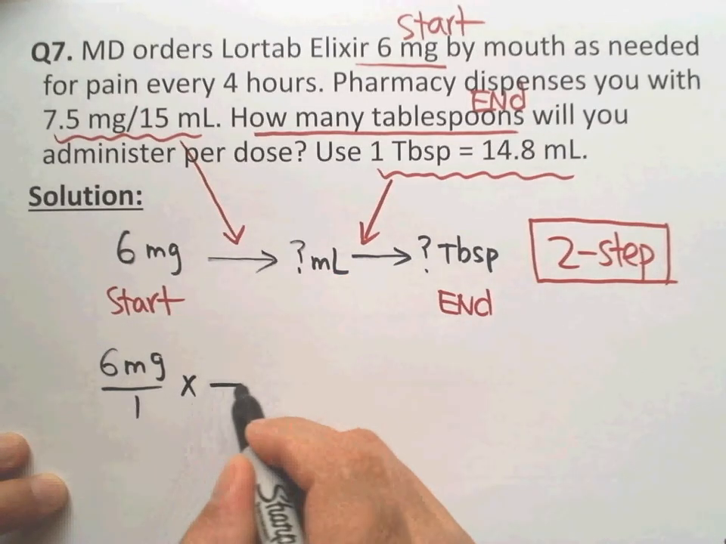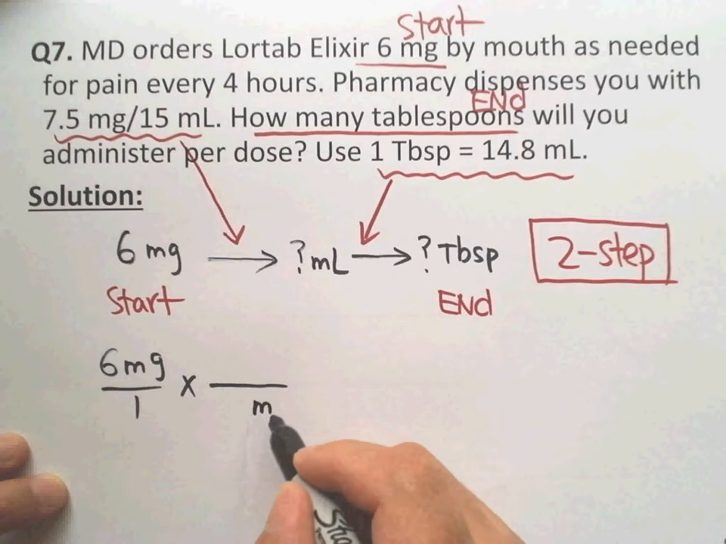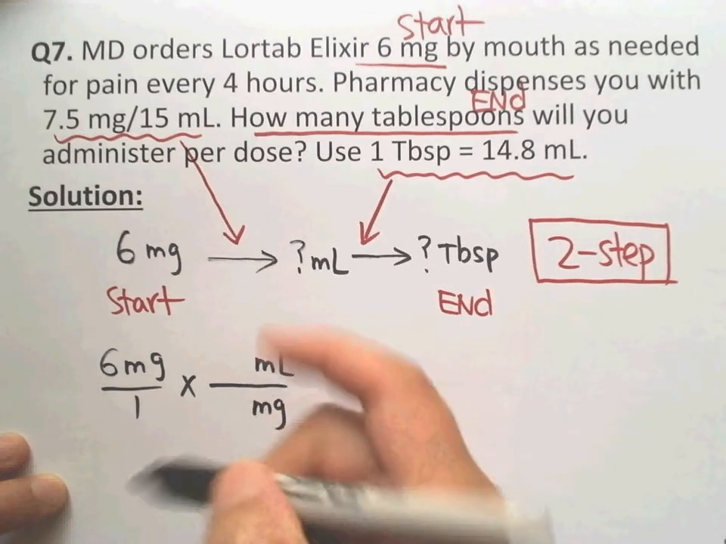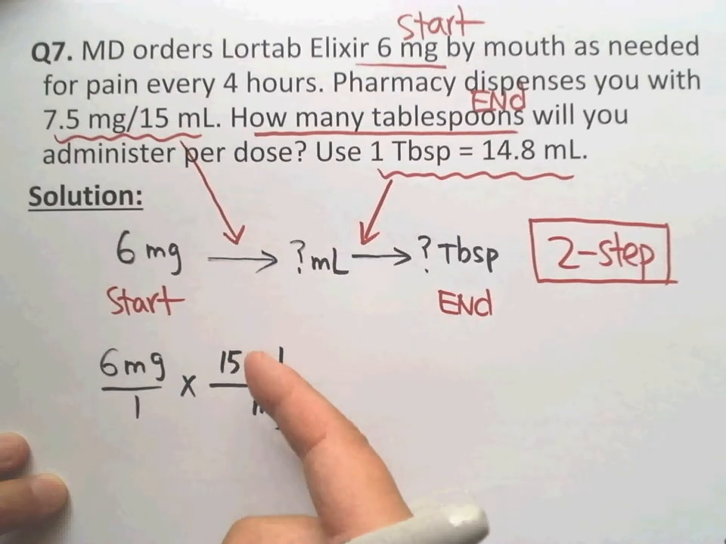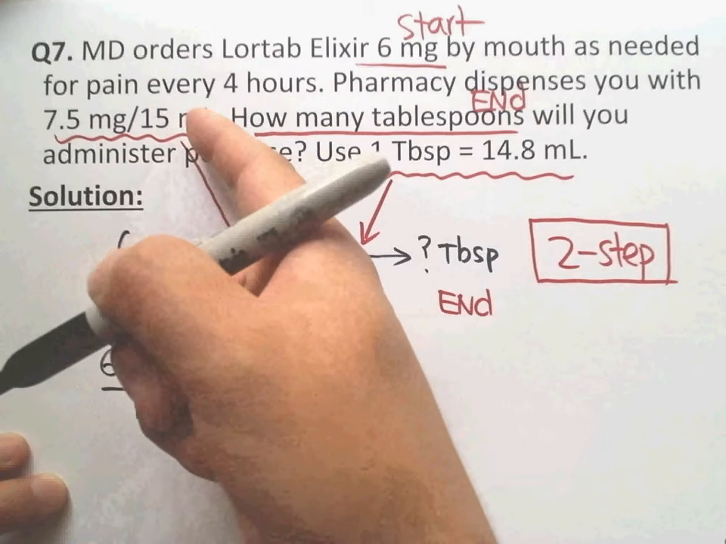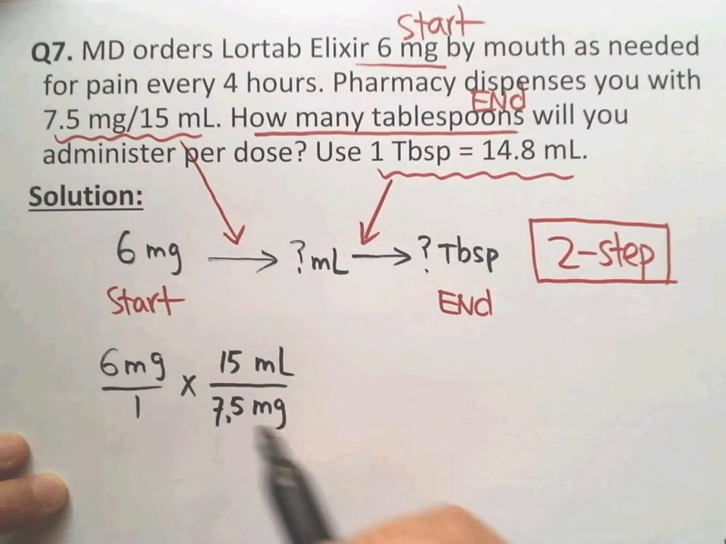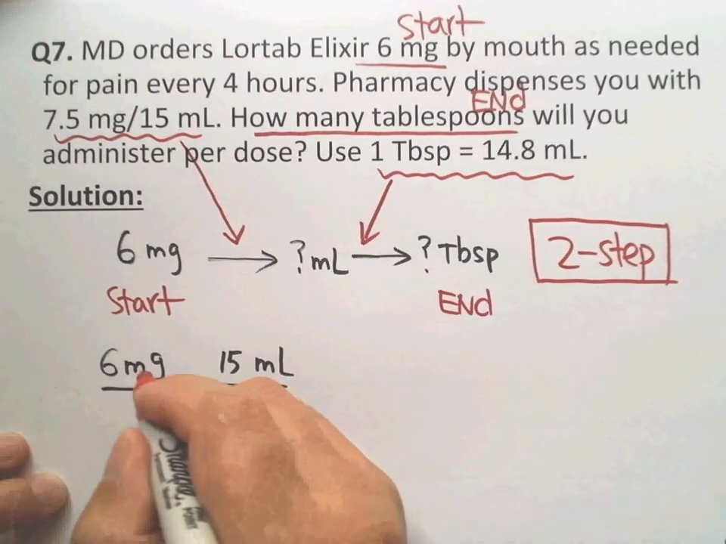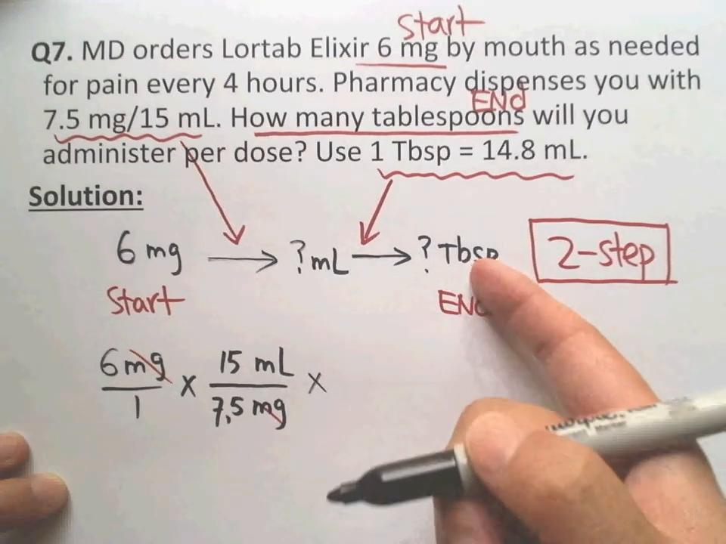Now, what are we going to do? We wrote the 6, right? We wrote the 6 milligram, which is the beginning, over 1. We wrote it into a fraction. So convert it to milliliter. How to do it? Times a fraction. And the milligram, we want to cancel, so I put the milligram at the bottom. And the milliliter we need, so I put the milliliter here. What is the relation? 15 milliliter, you have to put it on the top, because 15 milliliter of the liquid has this amount of drug, so we put the 7.5 on the bottom. This fraction is equivalent to 1, so you did not change the value.